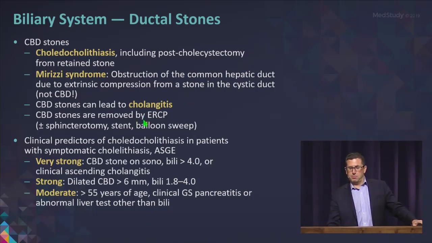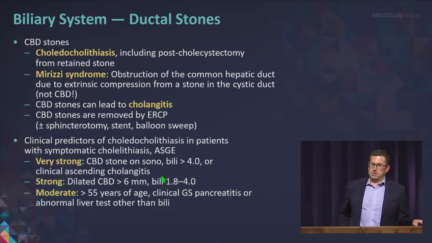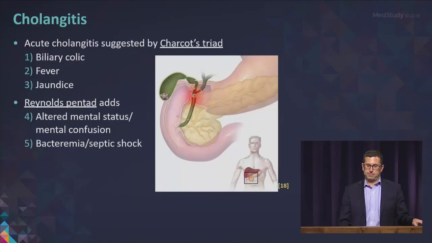The CBD stones are removed by ERCP, so this is a fairly easy and straightforward test to do. Beware that CBD stones can cause cholangitis. Clinical predictors of CBD stones in patients, and this is good for your clinical practice, would include a CBD stone on sono. Obviously, that's kind of a slam dunk. If the bili is greater than 4 or there's clinical ascending cholangitis, obviously pretty much slam dunks. But if you see a dilated CBD greater than 6 millimeters or a moderately elevated bili, that could definitely indicate that there's a CBD stone present.